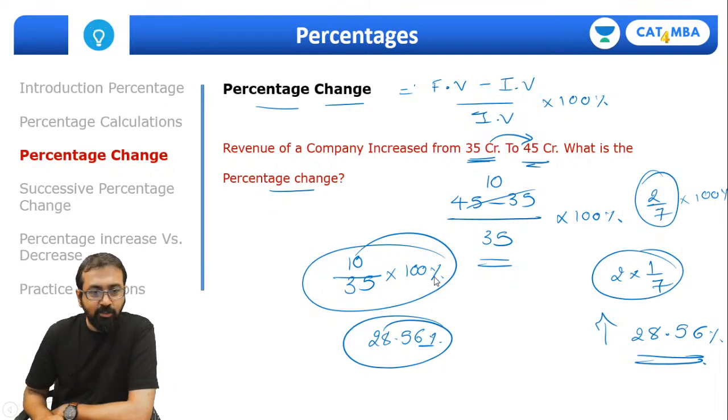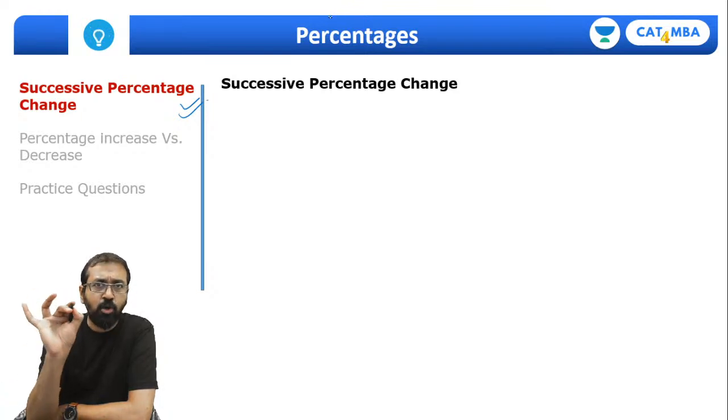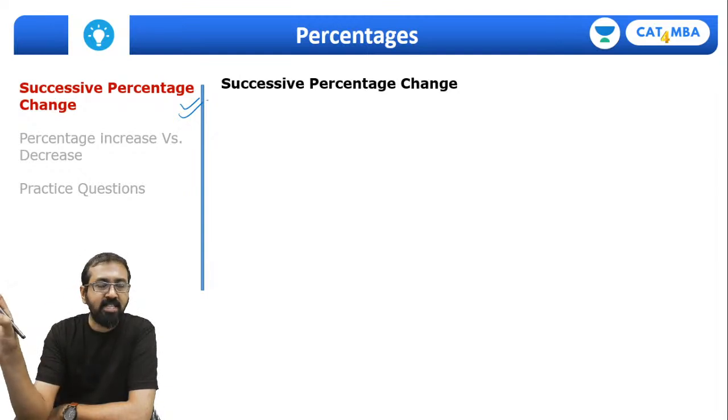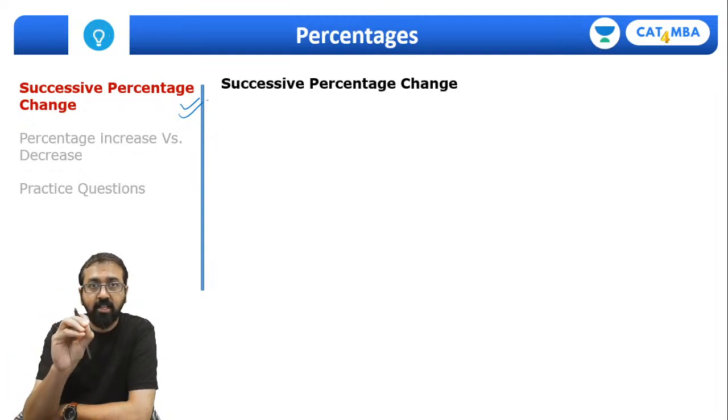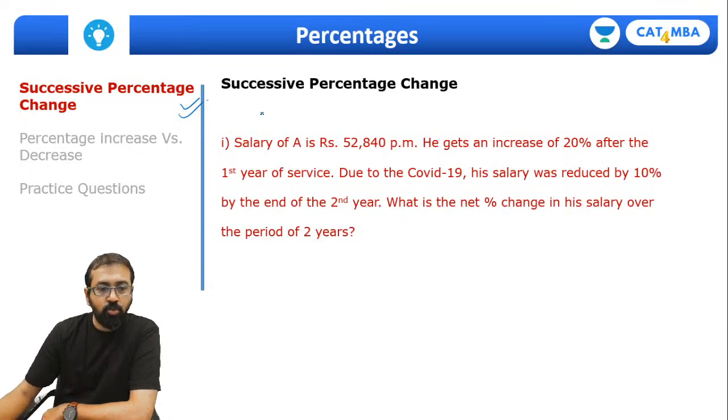So now let's look at this concept, successive percentage change. Everyone, we need to understand this successive percentage change, and this is a very, very important concept. So do one thing, stop writing, put all your things aside and just look at the screen and look at me. Okay. So let's take one situation.